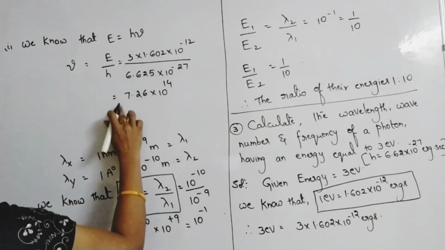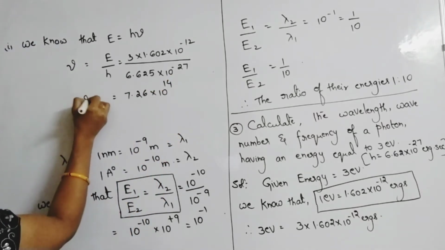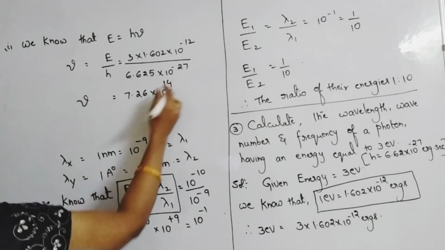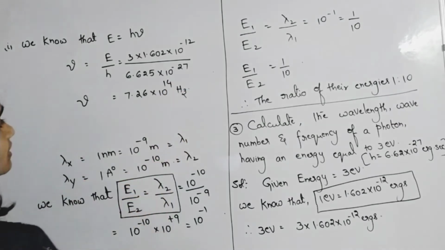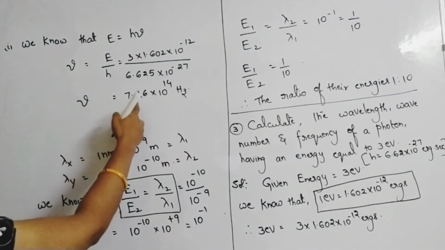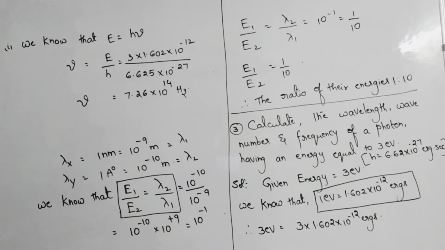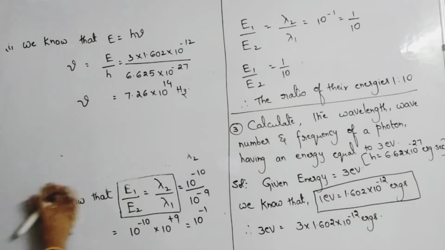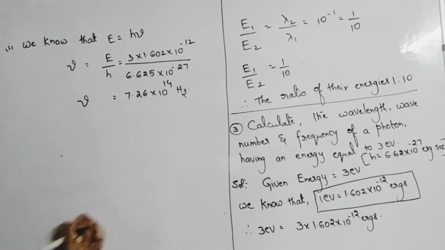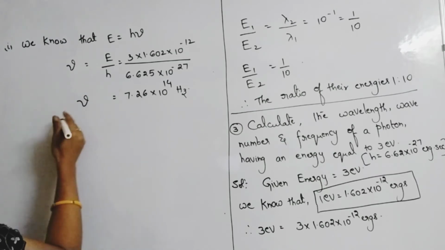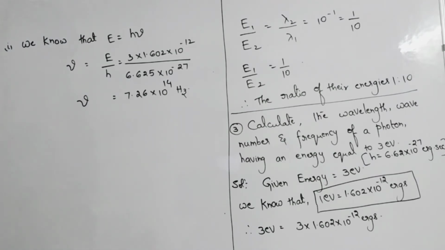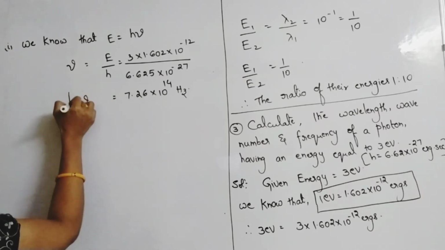Directly I am giving you the value. So nu is obtained as 7.26 into 10 to the power of 14 hertz. Now I directly calculated and kept the value. If you use a calculator, you can quickly find the answer. Otherwise, with a small simplification, you'll get this value only. So first we got the frequency value, 7.26 into 10 to the power of 14 hertz.